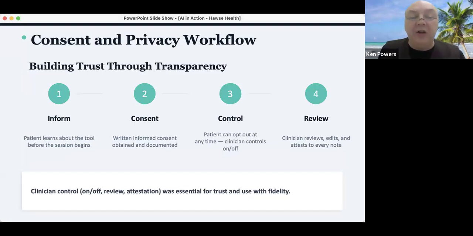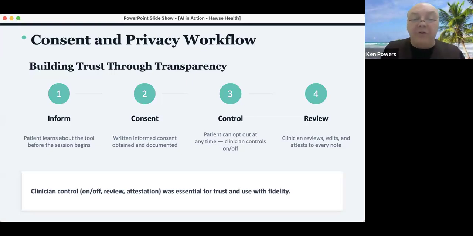So, as I mentioned, informed consent is extremely important to us in behavioral health. Whether we're a licensed professional counselor, licensed independent clinical social worker, psychologist, whatever licensure you may come from, most of us have ethical codes that talk about informed consent. And so for us, it was extremely important that they not only consented, but they were informed. They understood what they were consenting to.